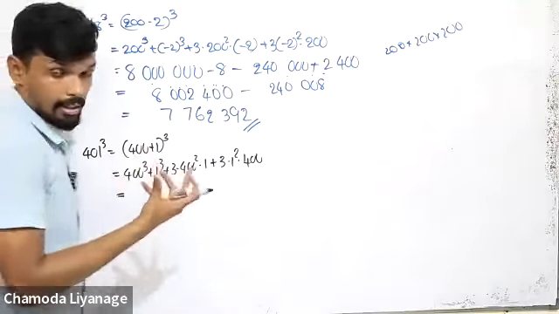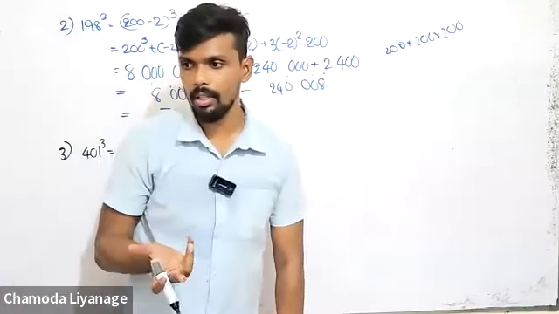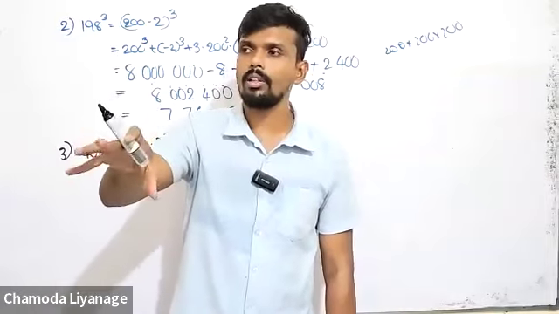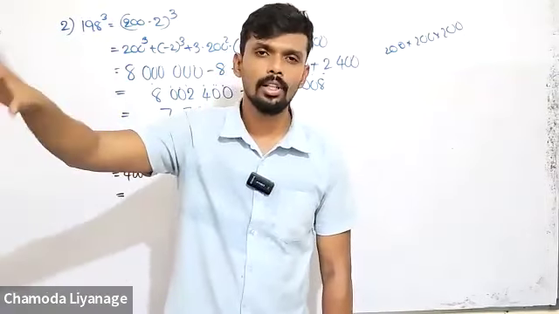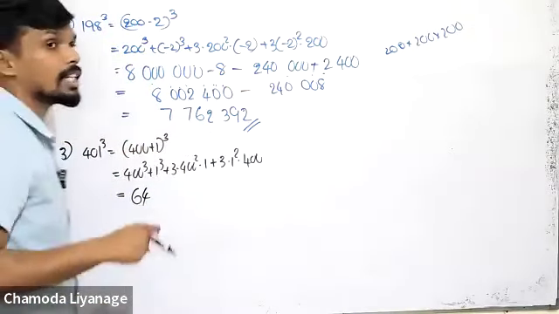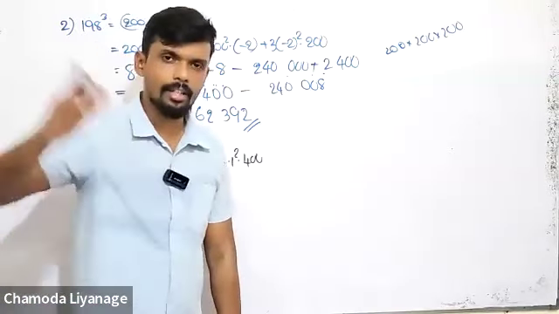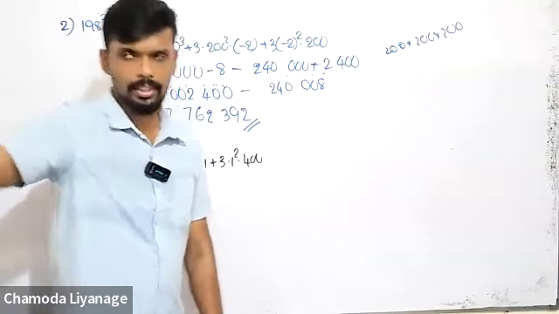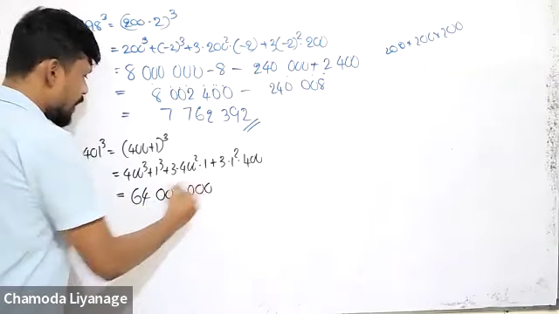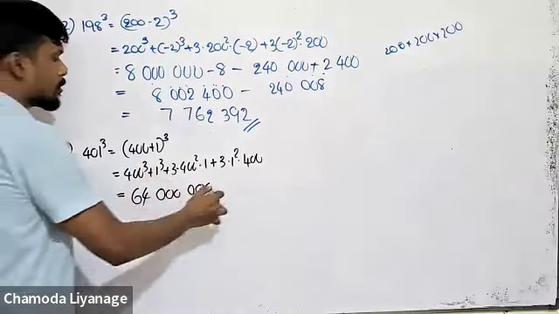Now how can we get 400 cube? First 4 into 4 into 4. 4 into 4, 16. 16 into 4, 64. Right? 64. And how many zeros are there? 100 times 100 times 100. So there are 6 zeros. So this is 64 million. Okay, this is 64 million plus 1.